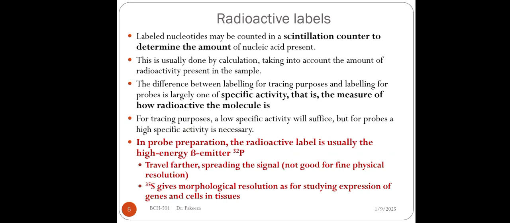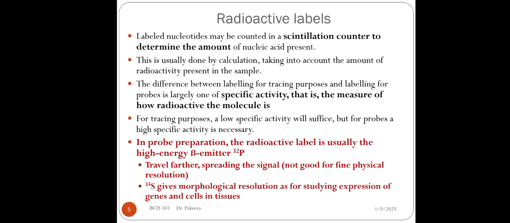Although radioactive labels are not used anymore, being a biochemistry student or a biotechnology student, we should know about this obsolete technique. Labeled nucleotides may be counted in a scintillation counter to determine the amount of nucleic acid present. So this is the specified instrument, what we call a scintillation counter. When we do the calculation, we take into account the amount of radioactivity present in the sample, because that will directly relate to the amount of nucleic acids.